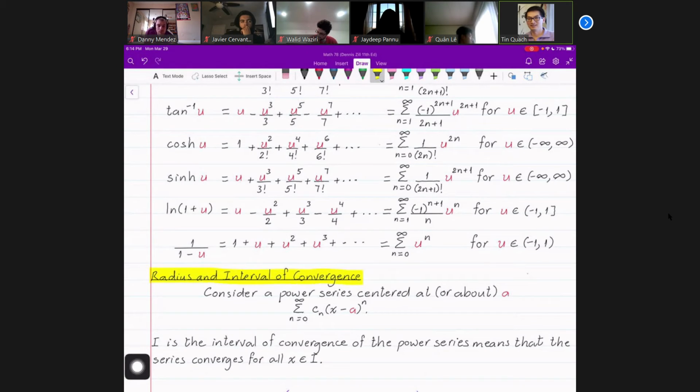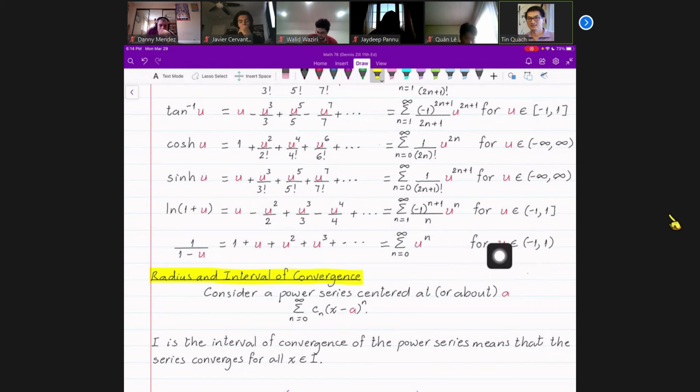So it's just a power series, just like a function, right? When you talk about a function, we need to know its domain, because the domain tells you that the function is defined at those x values in the domain. So for a power series, an interval of convergence means that the power series is convergent at each x value, or at each u value, inside this interval.